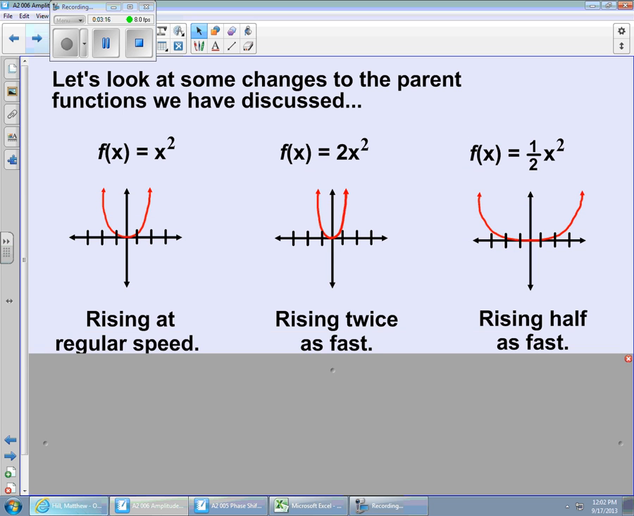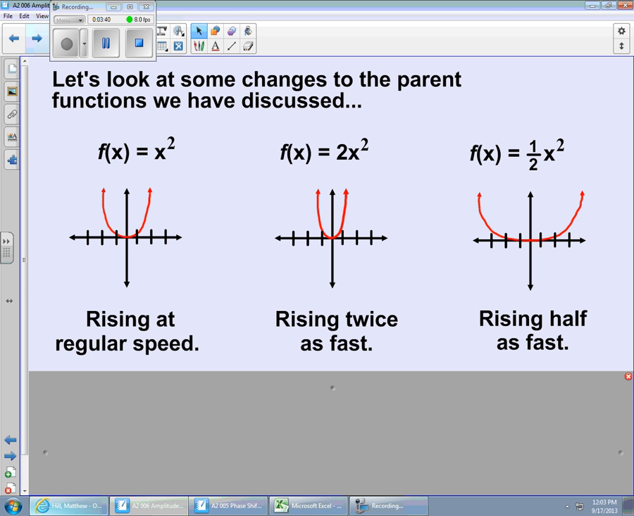Okay, so here is what we might be looking at. Obviously, the left-hand function is the parent function. Opens up at its standard speed, pointing upwards, and it's rising at its regular pace. The one in the middle, y equals 2x squared. That 2 is actually causing an increase in the speed in the range.